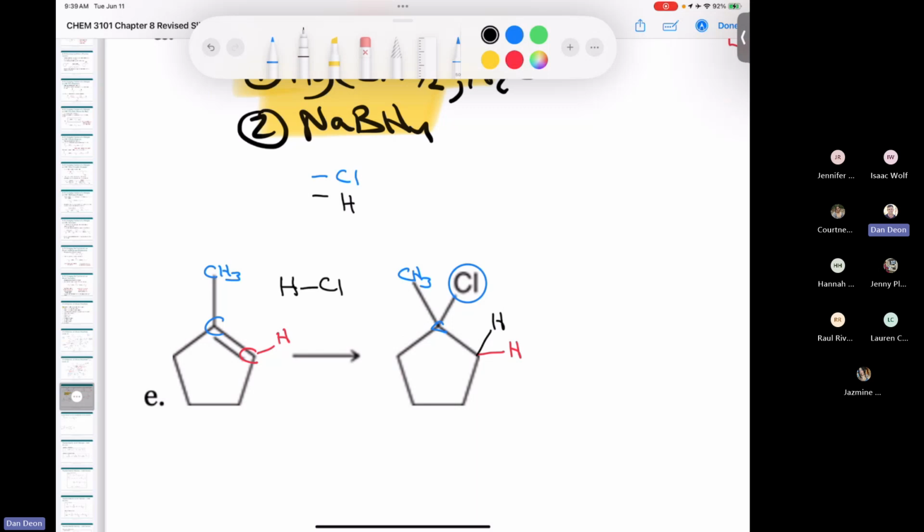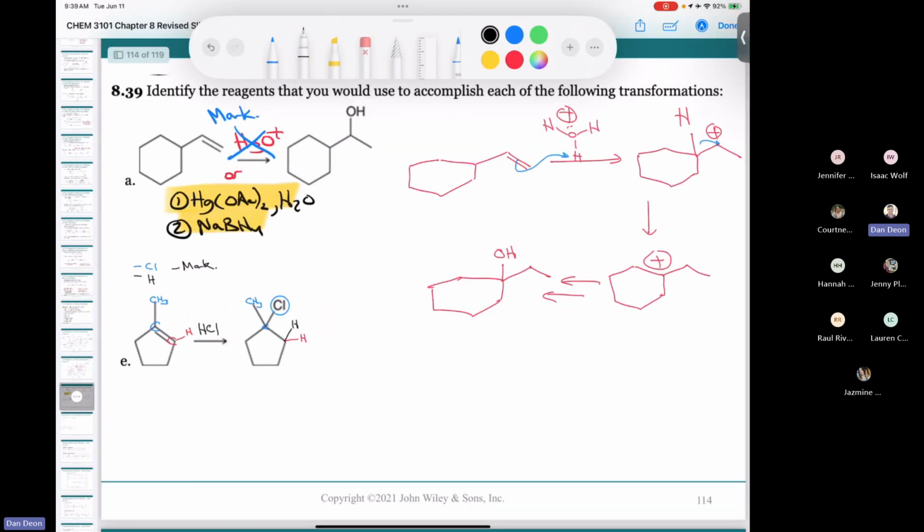Is this added in a Markovnikov fashion or anti-Markovnikov? Is this reaction Markovnikov or anti-Markovnikov? Regioselectivity. Yes, it's Markovnikov. Therefore, all we need is HCl. That's the only reagent that we need. And you could even practice drawing the mechanism.